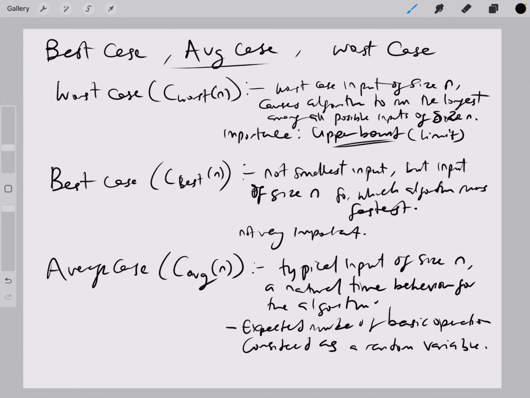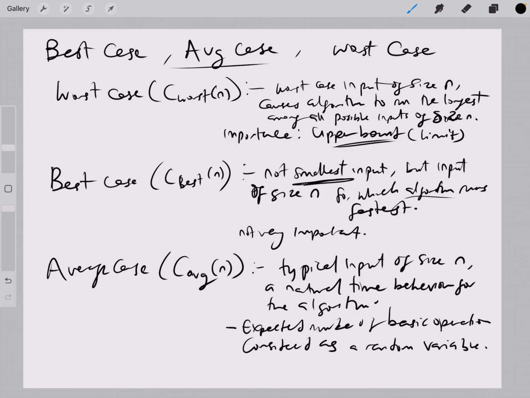What about the best case time efficiency? The best case time efficiency is not necessarily talking about the smallest input, like let's say 5 or 6, but it's talking about the input of size n for which the algorithm runs the fastest. Like let's say that there's 100 people, and we are searching for a person, and upon contact we already find the person. We can say that is the best case because we didn't exactly do anything, we just immediately found that. Since it takes the minimum amount of time, it's going to be the best case.